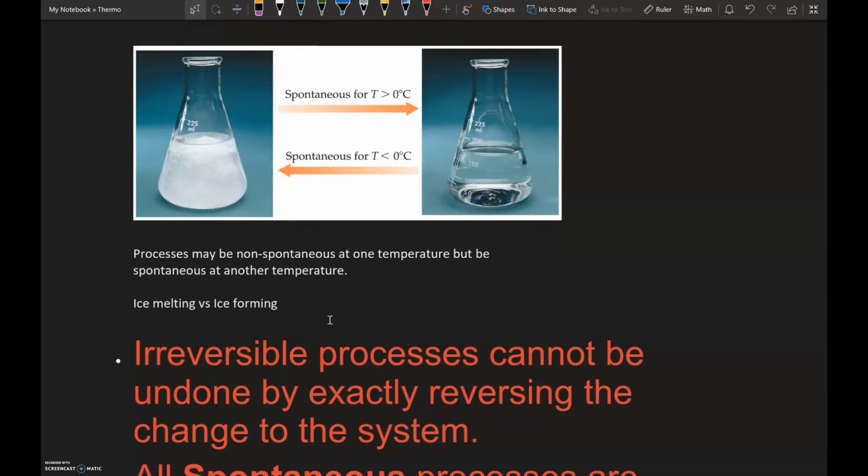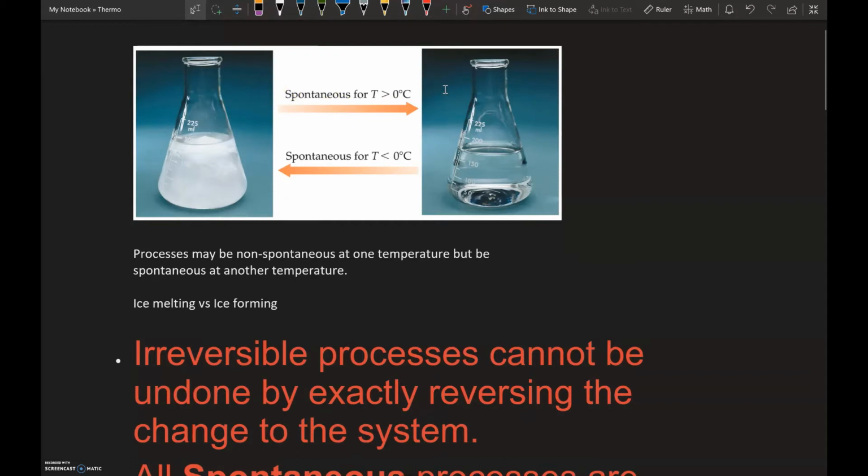A perfect example would be ice melting versus ice forming. As we look at the picture above, we have ice. If we take that ice and put it onto a table that's at room temperature, what's going to happen to that ice? It's going to melt, of course. Ice melting, the phase change going from solid to liquid, is spontaneous whenever the temperature is greater than 0 degrees Celsius. So we see that process is spontaneous at that temperature.